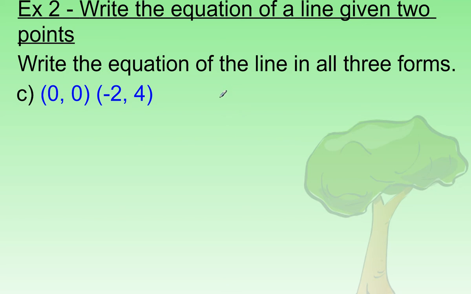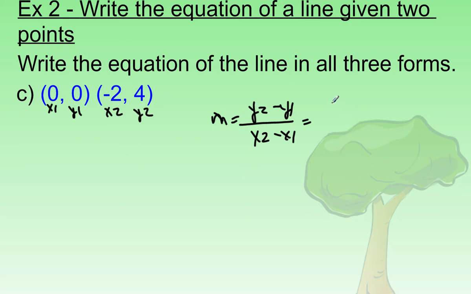All right, so first things first, you have to have slope. So we're going to find slope. m equals y2 minus y1 over x2 minus x1, giving you 4 minus 0 over negative 2 minus 0, giving you 4 over negative 2, which is just negative 2. So the slope of this line is negative 2.